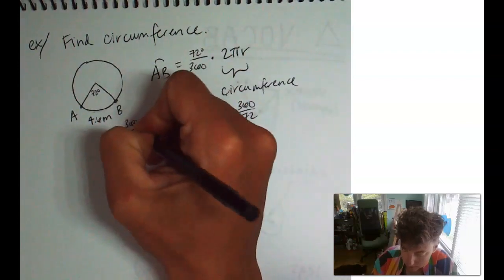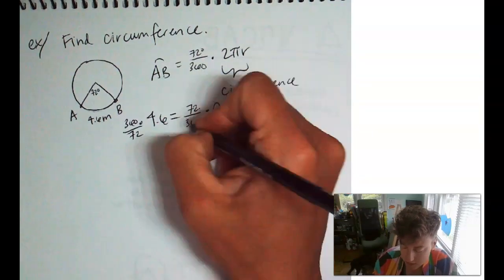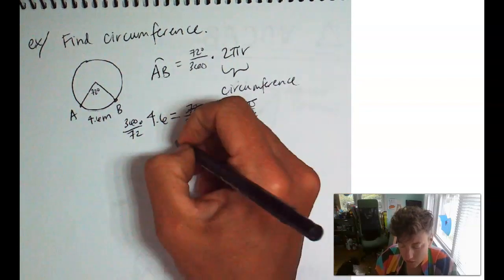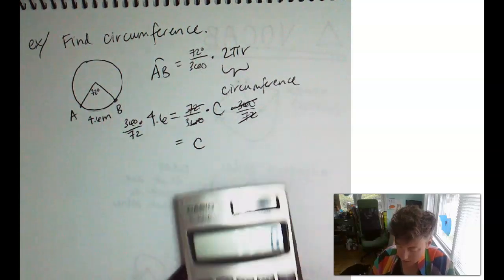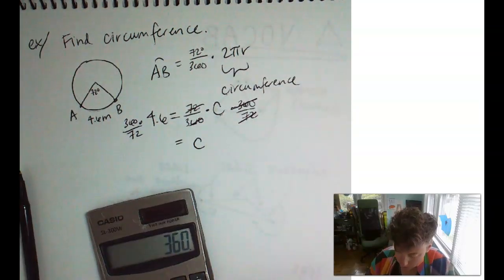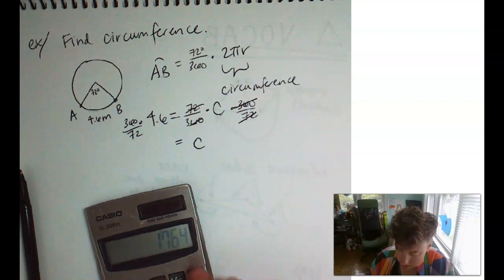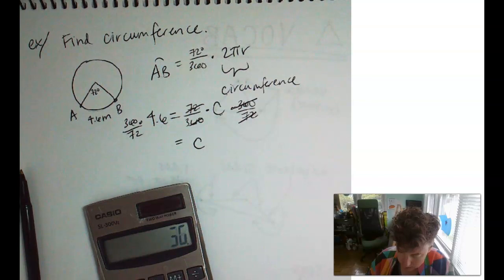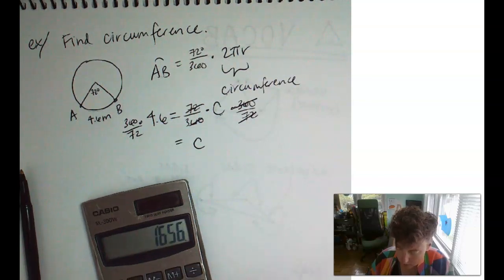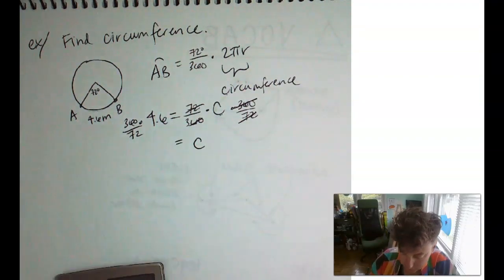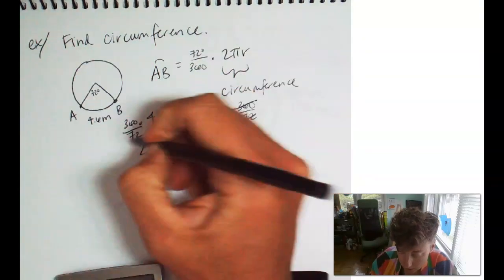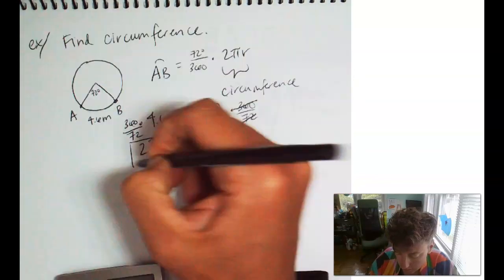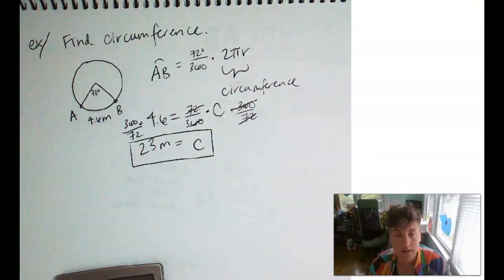Alright, the 360s cancel, the 72s cancel. We'll have c by itself, so we need to do 360 times 4.6 divided by 72. 360 times 4.6 divided by 72 equals 23. What are our units? Meters. It's a big circle. Circumference is 23 meters. Awesome.